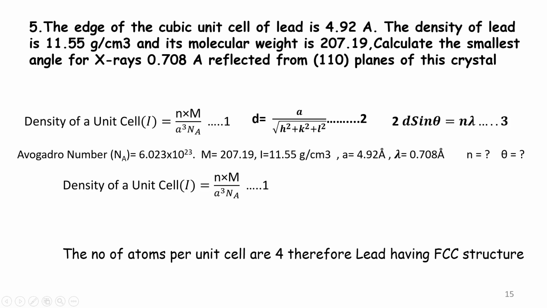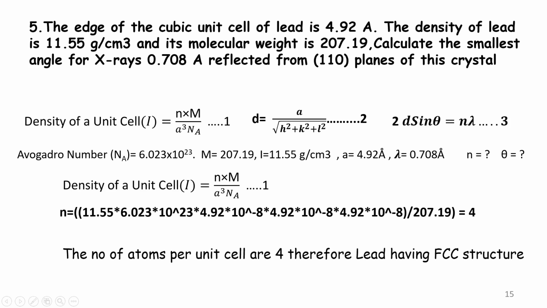So by substituting these values of the density of the unit cell, molecular weight, lattice constant and the Avogadro's number in this formula, we get the number of atoms per unit cell, and it is equal to 4.